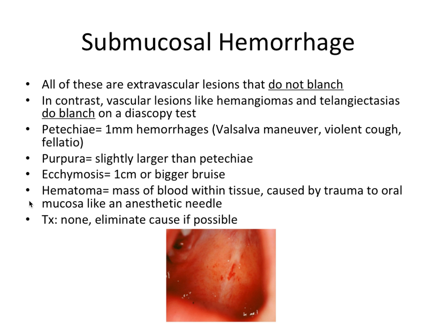So submucosal hemorrhage is basically broken up into these four categories based on size. Petechiae are the smallest at about 1 millimeter. Purpuras are slightly larger. Ecchymosis is basically like a bruise that's about 1 centimeter, maybe 2 centimeters in diameter. And hematoma is a larger mass of blood that is leaked out into tissue. It's often caused by trauma to oral mucosa, like with an anesthetic needle. If you're doing a PSA block, that's a common area where you'd see a hematoma form. Treatment for this is none. Just eliminate the cause if possible.